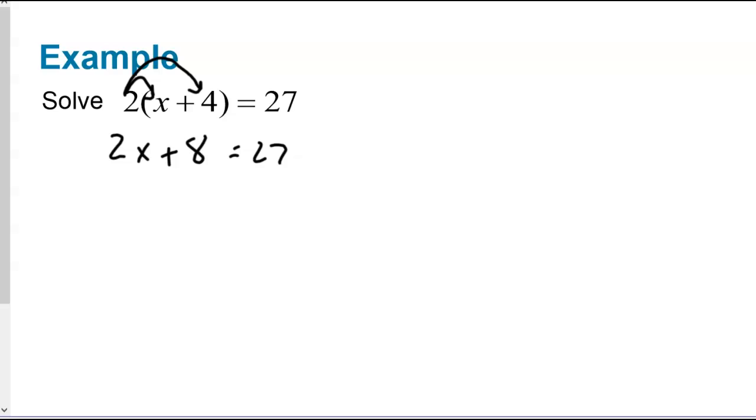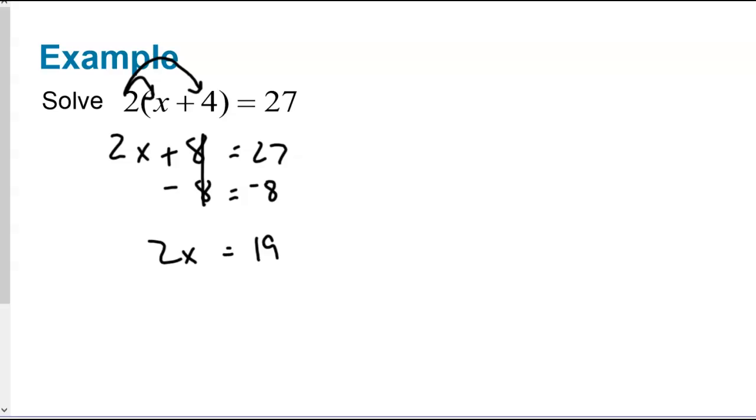And now we want to isolate our variable being the x. And so let's go ahead and get rid of the 8. We're going to subtract it from here, which removes it from the left side. And whatever we do to one side, since it is an equation, we have to do to the other side. So if we subtract 8 on one side, we subtract 8 on the other side. And we're left with 2x equals 19.